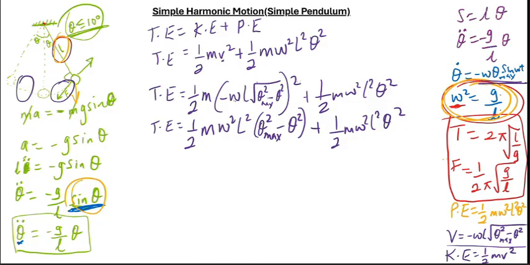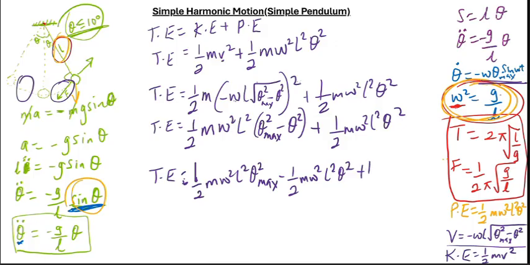Having this now, I can just open up these brackets. The total energy equals half m omega squared L squared theta max squared minus half m omega squared L squared theta squared plus half m omega squared L squared theta squared. What I did here was to just open this bracket. I use this to multiply this, I have this, and I use this to multiply this, I have this. That's all that I did.